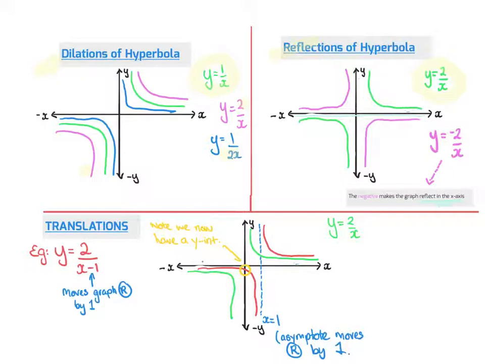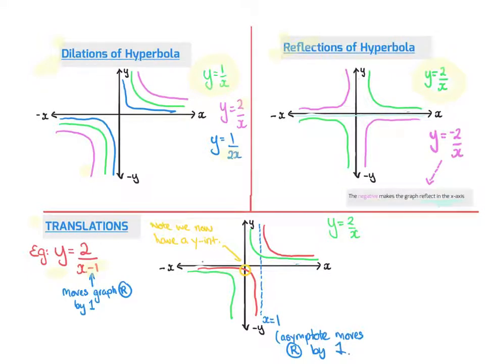So transformations is the general term used for all of these dilations, reflections, and translations. A translation is when we move the graph left or right. If we have a look at this example here, we've got y = 2 over x minus 1. So we've got another little bit in our formula here. The -1 moves the graph to the right by 1.